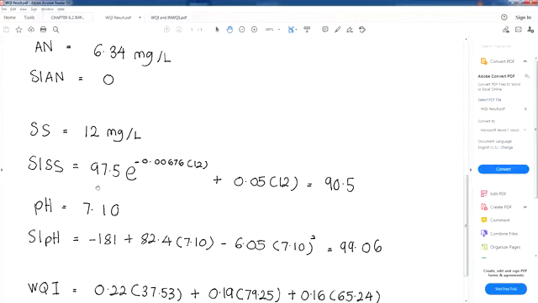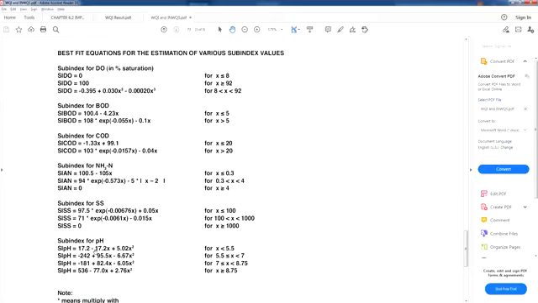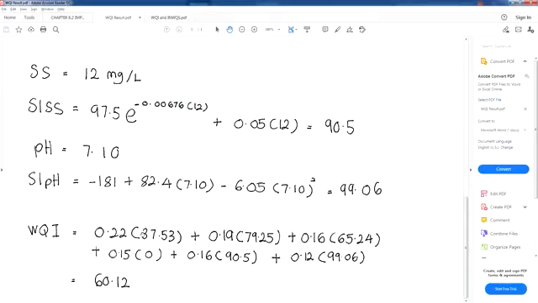And finally the pH is equal to 7.10. Look at this range here, 7.1, where does it apply? It is at the third part, the third formula: negative 181 plus 82.4x minus 6.05x squared, where x is the pH value. So we use the third formula, calculate the sub-index for the pH based on the formula given, and you will get 99.06.